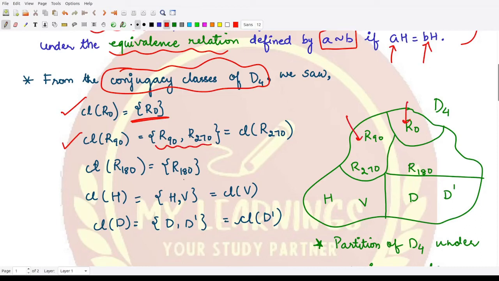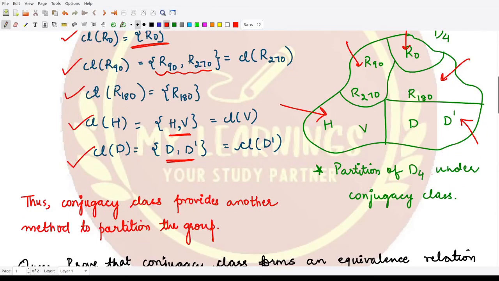Then we have the third partition containing only one element. The fourth partition contains 2 elements, H and V, and the fifth partition contains 2 elements, D and D dash. So this forms the partition of the group D4 under the conjugacy classes, right? So we see that conjugacy classes also provide us another method to partition our group.